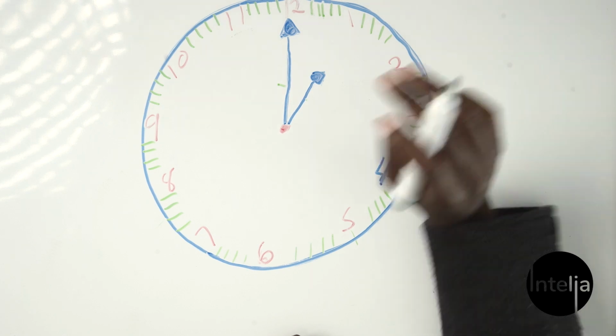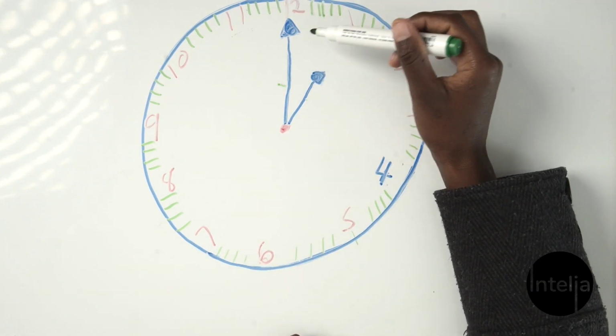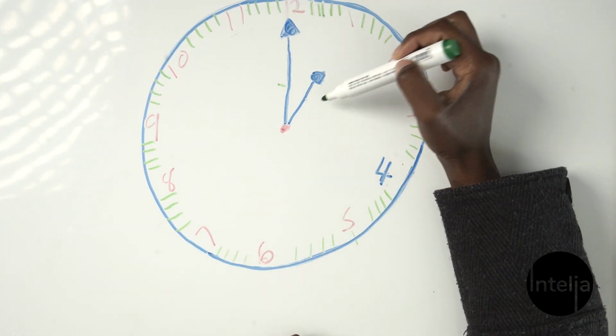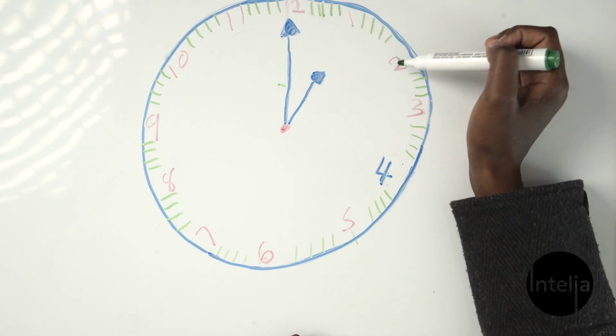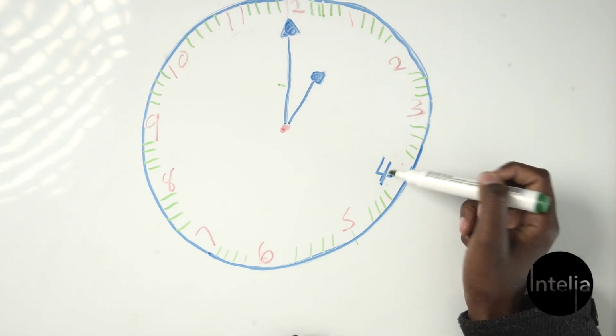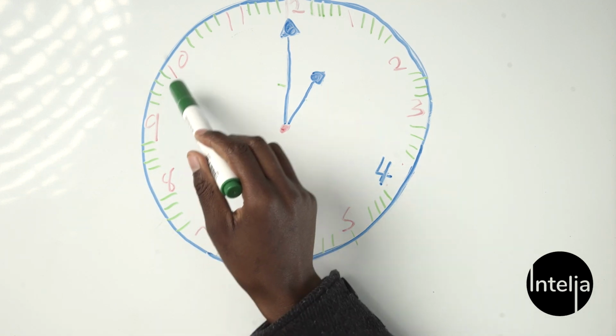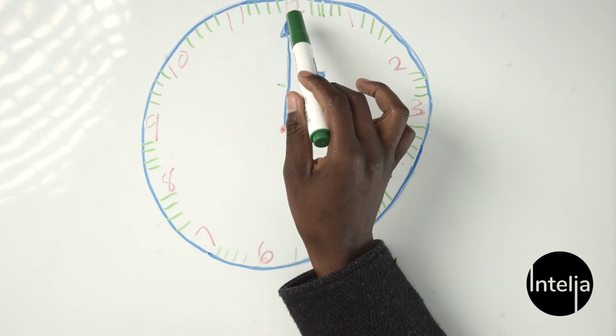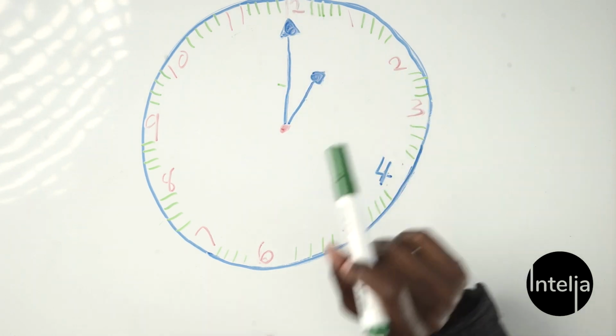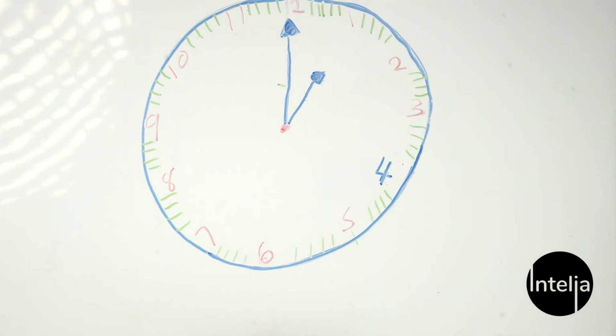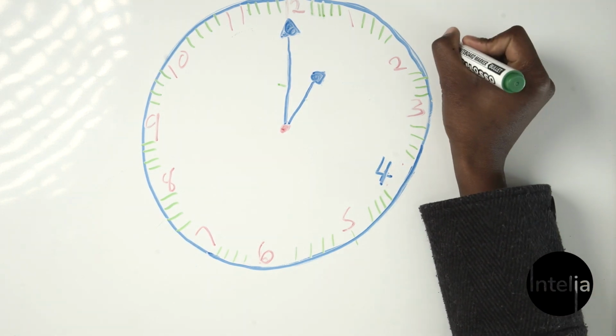Whenever the minute hand is pointing at 12 and the hour hand is pointing at 1, 2, 3, 4, 5, 6, 7, 8, 9, 10, 11, or 12, it means it's an o'clock. So how do we write 1 o'clock? We write it like this.